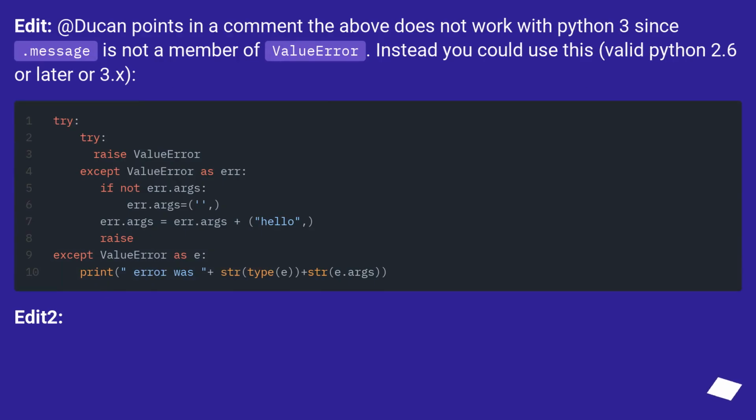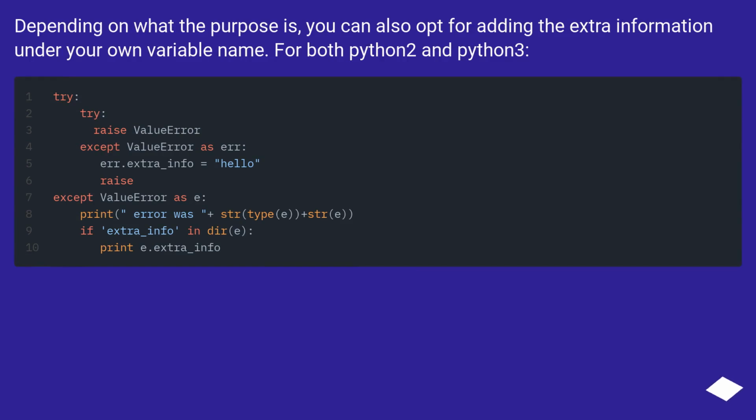Edit: As Dukan points out in a comment, the above does not work with Python 3 since .message is not a member of ValueError. Instead, you could use this, valid in Python 2.6 or later or 3.x. Edit 2: Depending on what the purpose is, you can also opt for adding the extra information under your own variable name, for both Python 2 and Python 3.